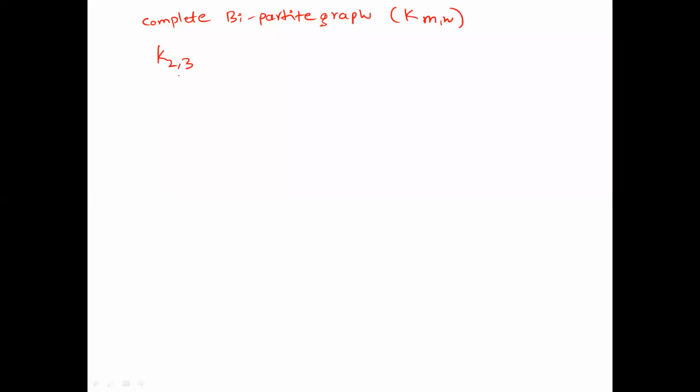That means the vertices are divided into 2 groups. The first group contains 2 vertices. The second group contains 3 vertices. K2,3 means the first group will be having 2. This is group 1, and this is the second group. Now, a vertex in a group is adjacent to all the vertices in the other group. Similarly, this vertex is also adjacent to all of them. So this is K2,3.